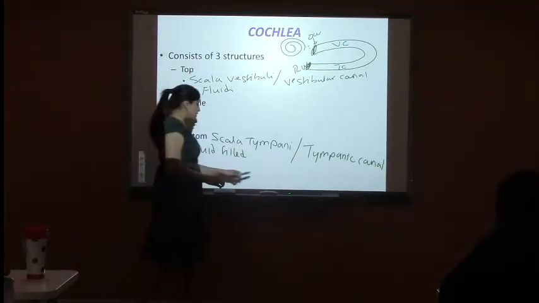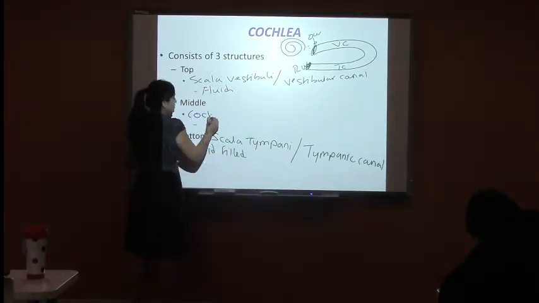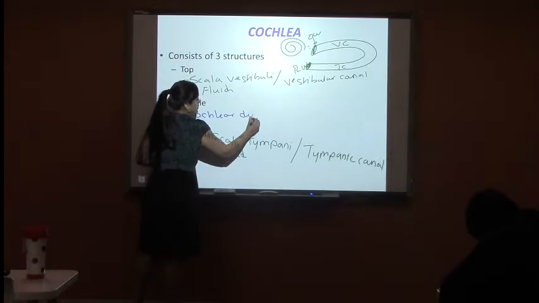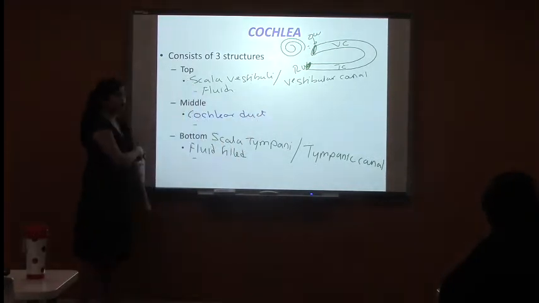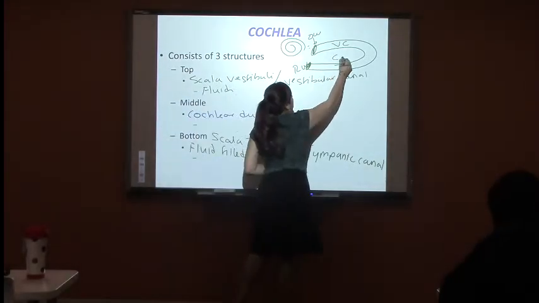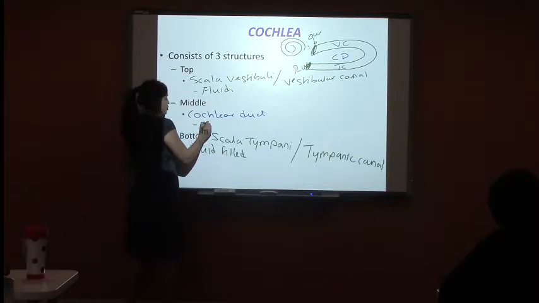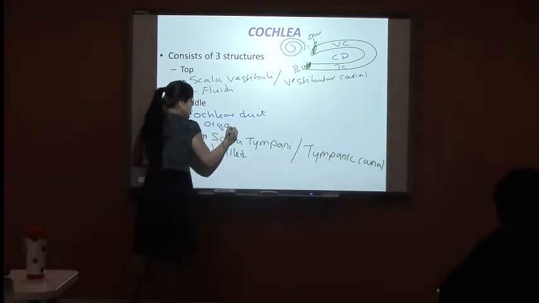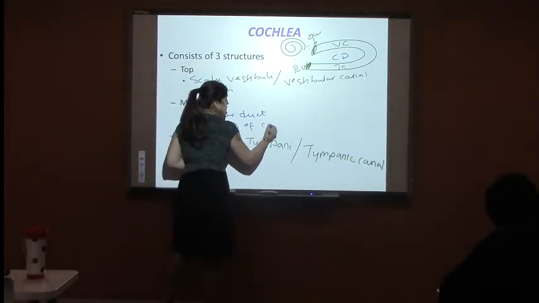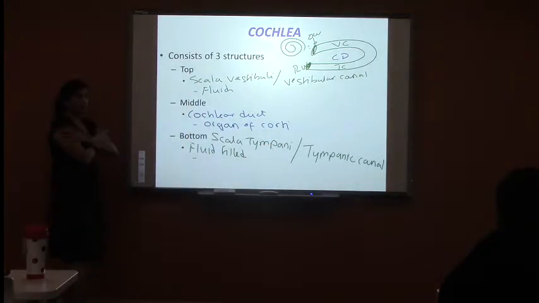Then you have the middle, which is called the cochlear duct. So here is a cochlear duct. And a cochlear duct contains a main structure called the organ of Corti. Okay? The cochlear duct contains the main structure called the organ of Corti.